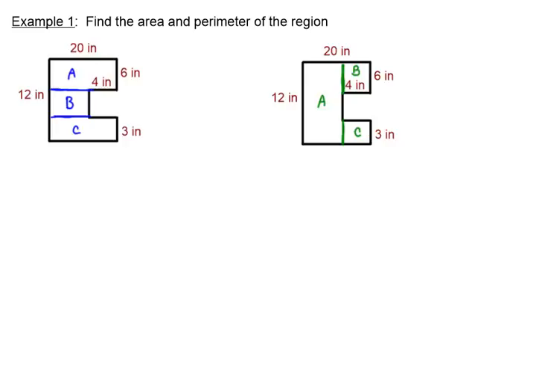So let's look at the first way. I want to find the area of A. Well, the area of A is pretty simple: length times width. The length is 20 and the width is 6. So the area of A equals 20 times 6, which is 120. Right. Now let's find the area of B. That's a little bit trickier, so I'm going to outline B. There's my rectangle for B.